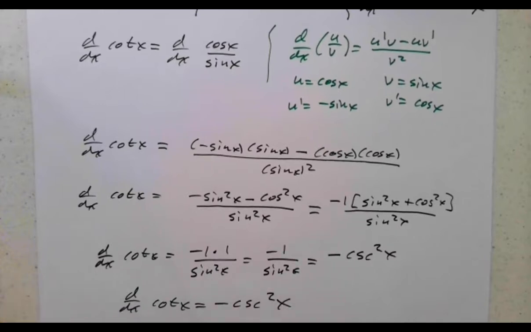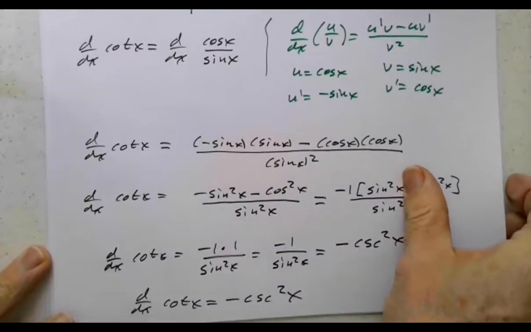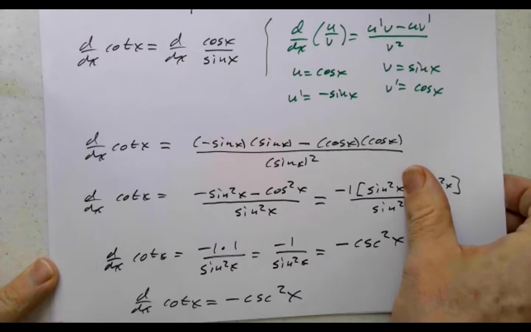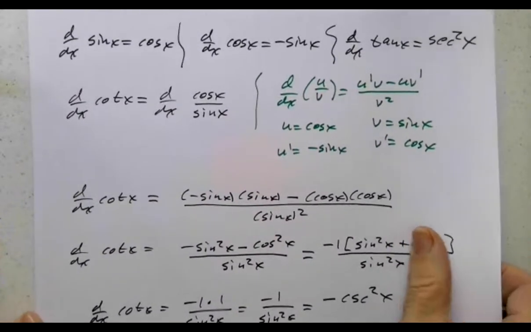And again, you want to memorize these 6 derivatives because they do come in handy, especially when you start doing integrals later in calculus. Okay, so we have 4 of the 6 trig functions done. We have 2 more to do, namely secant and cosecant. So let's quickly do those. The derivative of secant is what? Derivative of secant.